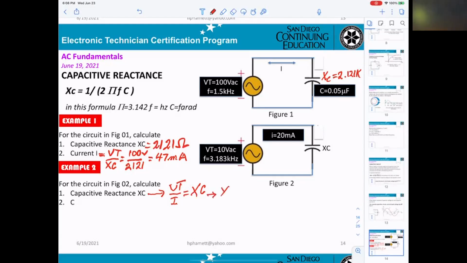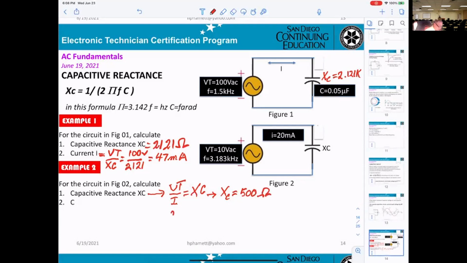You get 10 volts divided by 20 milliamps. Okay, so 10 divided by 20 is 0.5. 0.5, that means it's milliamp, so 0.5 times 1,000 is 500. Oh, 500 ohm. Perfect. That's what I got.